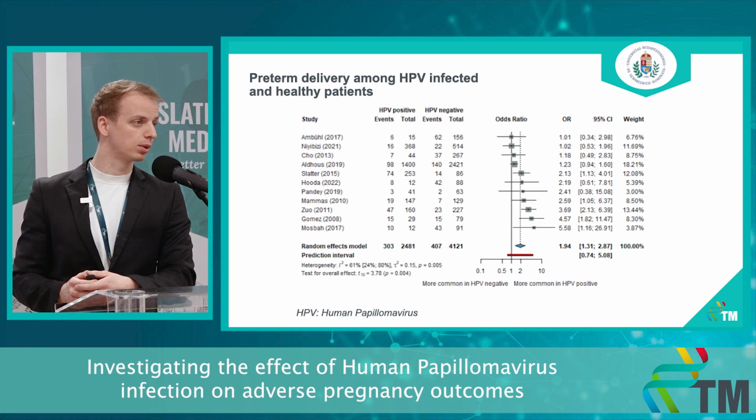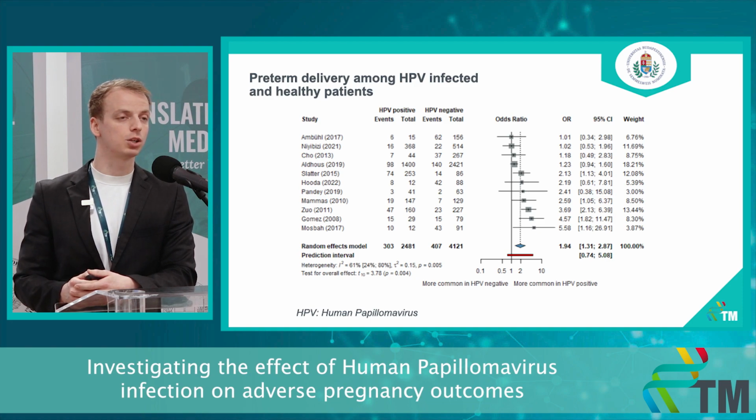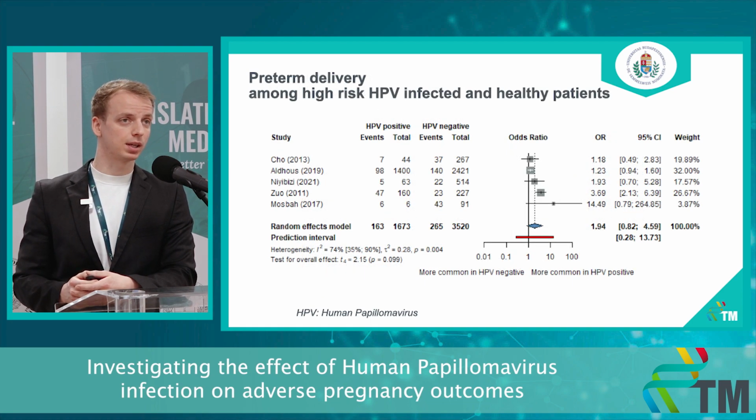So this is my first forest plot that I would like to present to you, and this is about HPV and preterm delivery. Our hypothesis was that, of course, preterm delivery is going to be increased among the HPV-infected population, and as you can see, the odds ratio was 1.94, which was clinically relevant and statistically significant outcome. And we have carried out subgroup analysis as well among the high-risk population. And it was more or less the same, just not statistically significant.